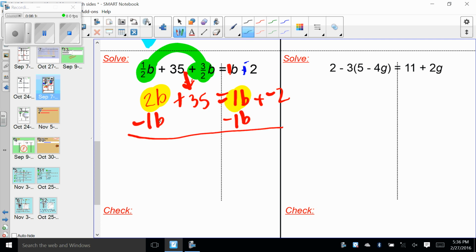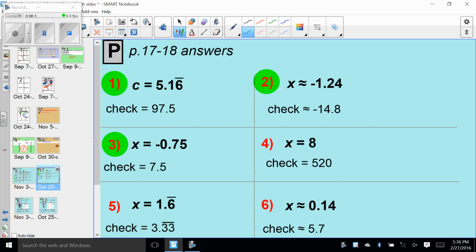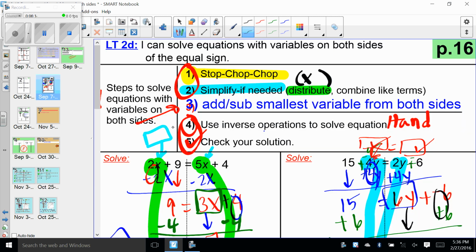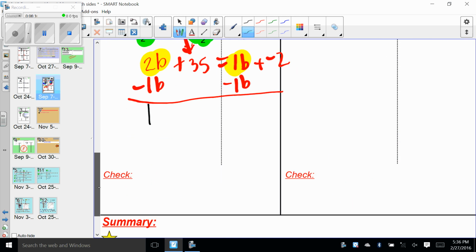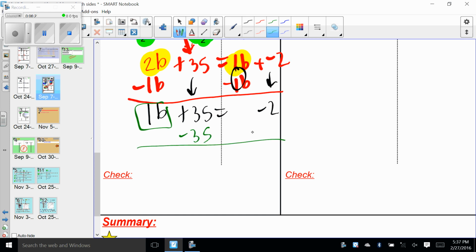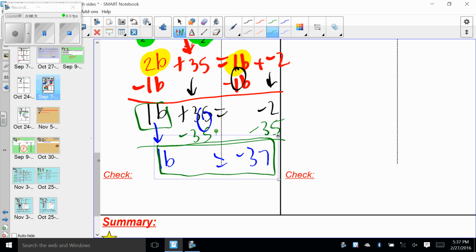As I work left to right, I have 1b, if I haven't used it, drag it down, equals, if I haven't used it, drag it down. Hand method kicks in, we're solving for 1b. I'm going to subtract 35, copy, paste. Working left to right, then I have 1b equals -37. I could divide by 1 on this step, but it doesn't really make any sense to divide by 1. It's not going to change anything, so my answer is b equals -37.